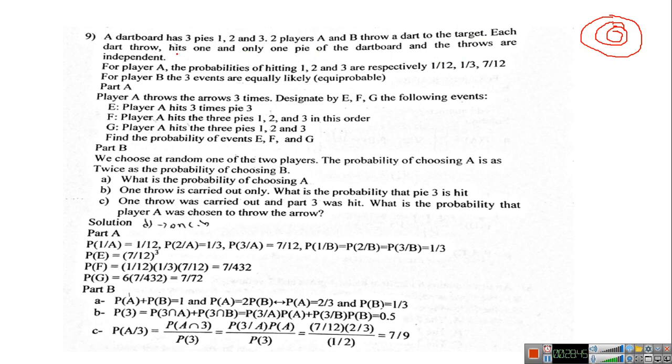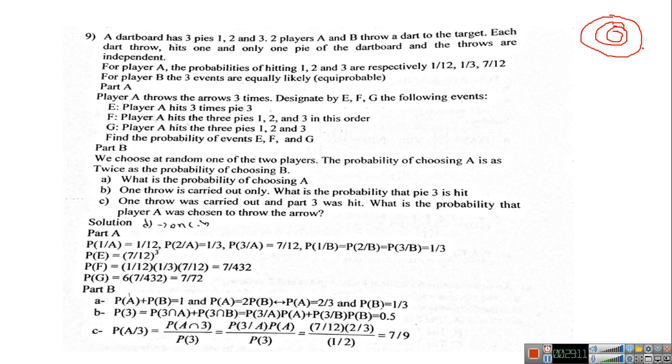Each dart throw hits one and only one pie of the dartboard, and the throws are independent. Whatever you're going to throw, flip a coin, throw a dice, or throw a dart, it's independent, because the second throw or the third throw is not affected by the throws before.